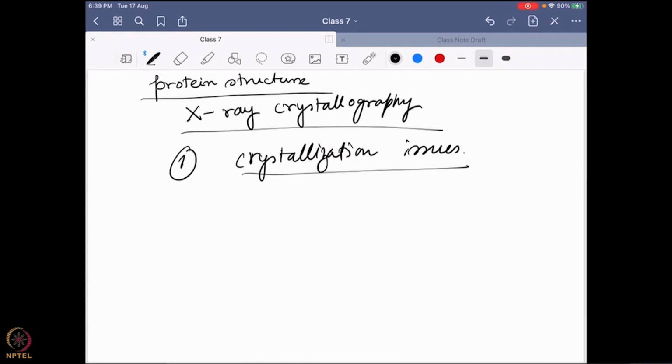That means some parts are hydrophobic and some parts are hydrophilic. So they are very challenging to crystallize. So that is one of the points. We cannot crystallize every one of them.